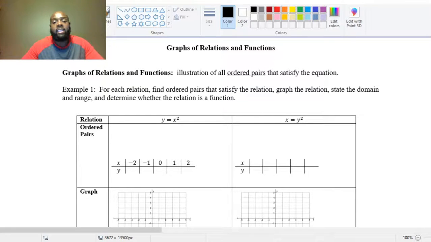And so I have two relations here, y equals x squared and x equals y squared. Of course, there are a lot of different relations and functions that we can look at to graph, but you want to be able to graph any relation or function. I just chose these two as an example.